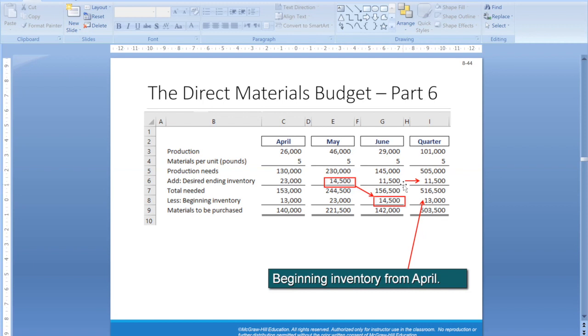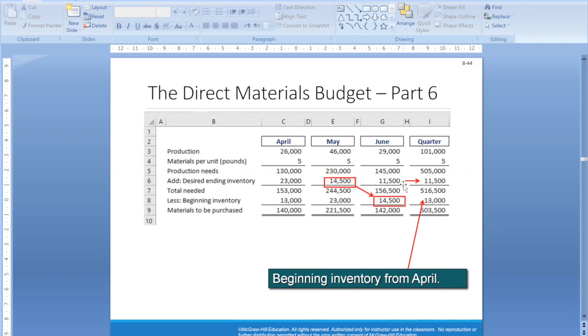Again, the totals for the first line, the total is 101. 5 is per pound per 1 unit, which is 505, which is 101 multiplied by 5. Here, if we are talking about ending inventory for the quarter, then the ending inventory will refer to the last month only. So the ending inventory for the whole quarter will be the ending inventory of June only, which is 11,500. So 505 plus 11,500, 516,500.